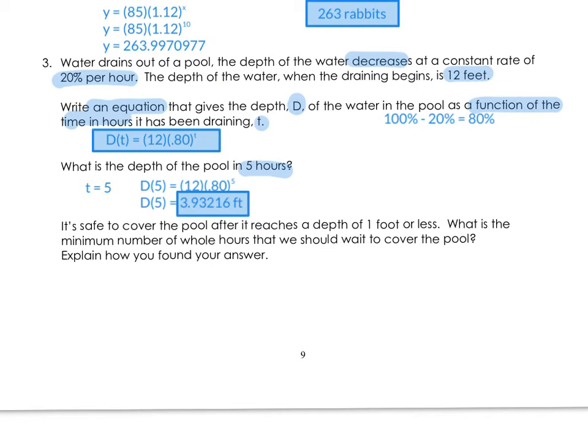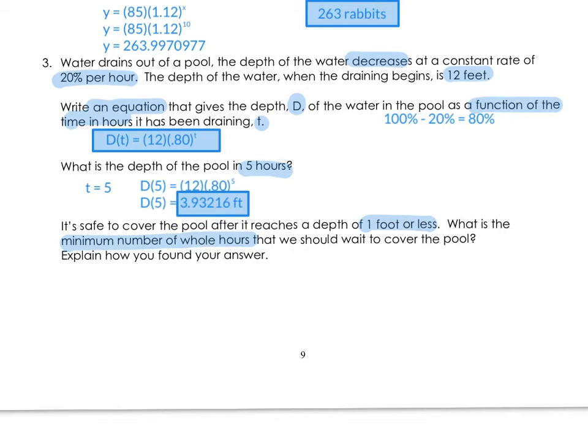Okay, the next one says, it's safe to cover the pool after it reaches a depth of 1 foot or less. What is the minimum number of whole hours? So now this is a question where they're directing me to look exactly at the whole hours, no decimals, that we should wait to cover the pool, and explain how you found your answer. For this one, I know what I want my output to be. I don't know what the exponent is. That's very difficult to do with our knowledge base at this time.